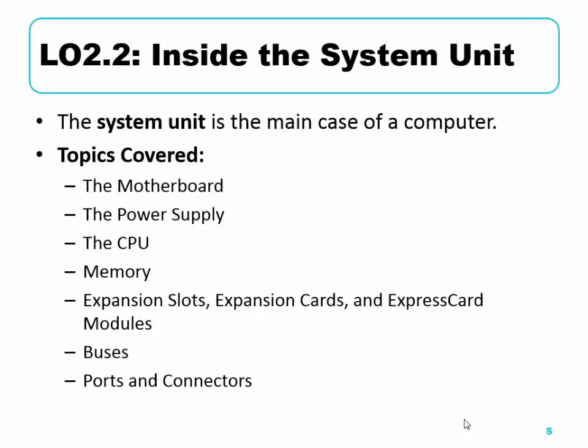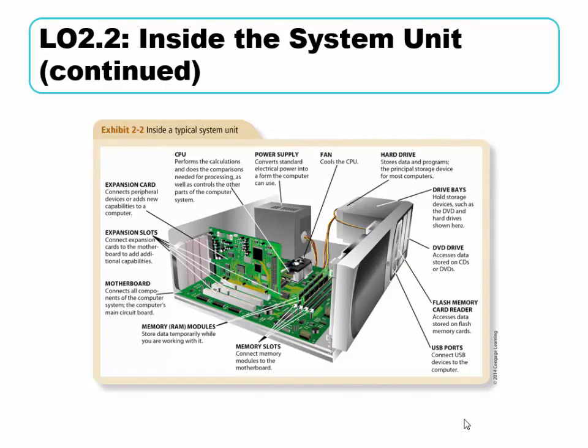Then we move on to the system unit, and it's the main case of your computer. It houses the computer's processing hardware as well as a few other devices such as storage devices, the power supply, and cooling fans. Alright, and this shows a typical desktop machine, the tower machines, the insides of the typical system unit.